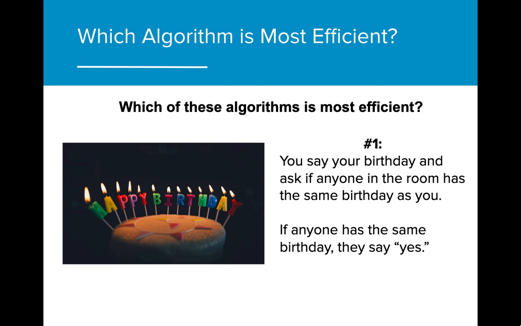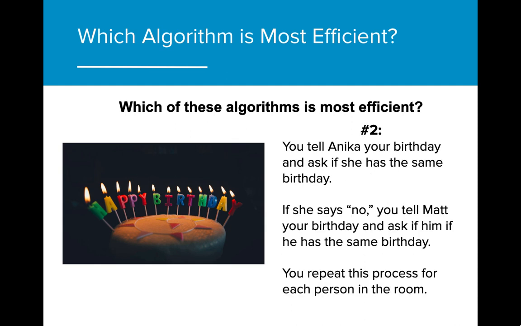In algorithm 1, you say your birthday and ask if anyone in the room has the same birthday as you. If anyone has the same birthday, they say yes. In algorithm 2, you tell Anika your birthday and ask if she has the same birthday. If she says no, you tell Matt your birthday and ask him if he has the same birthday. You repeat this process for each person in the room.